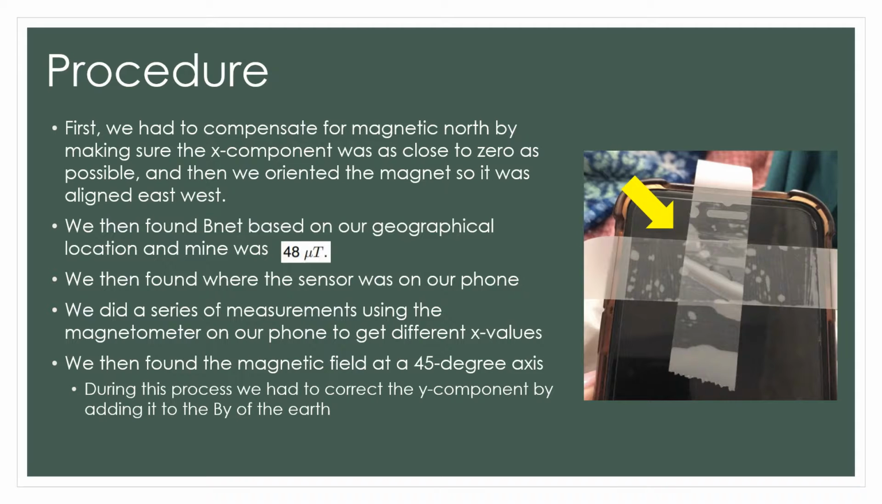We then found the magnetic field at a 45-degree axis from the horizontal by moving it up distance d perp in the y direction as well. During this process, we had to correct the y component of the magnetic field by adding it to the magnetic field of the Earth in the y direction.